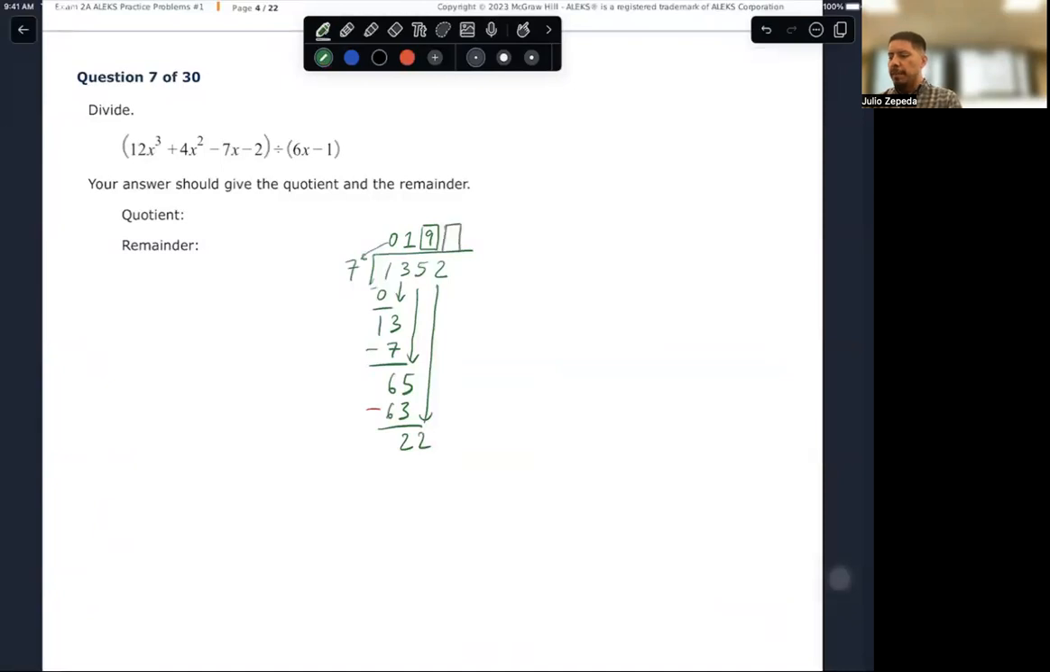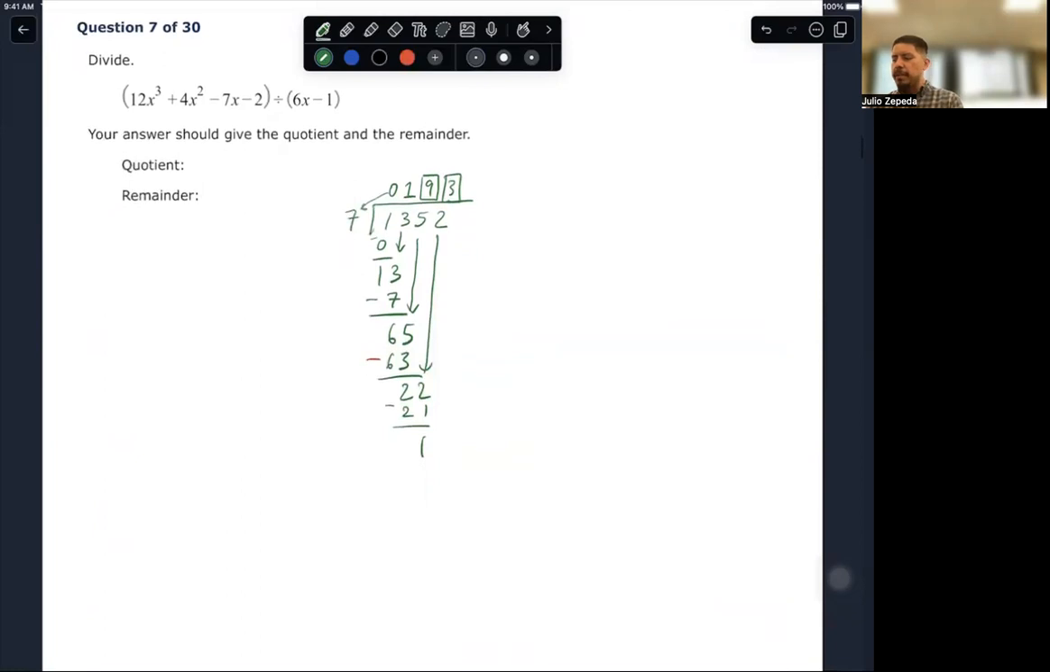What do we have to multiply by 7 to get as close as we can to 22? That'd be 3, which is 21. 3 times 7 is 21. We subtract, we get 1. And now we've brought down all of the values. That is our remainder. So our answer is that 1,352 divided by 7 is equal to 193 with a remainder of 1.